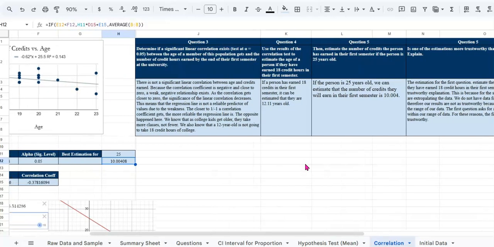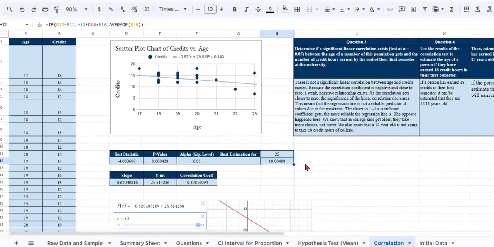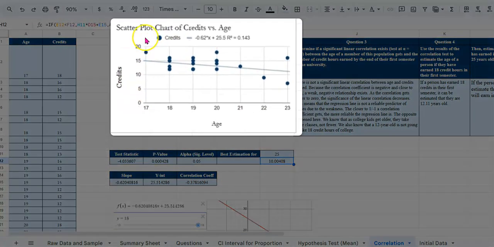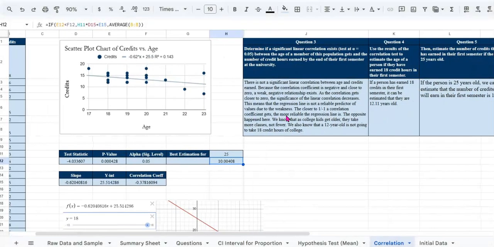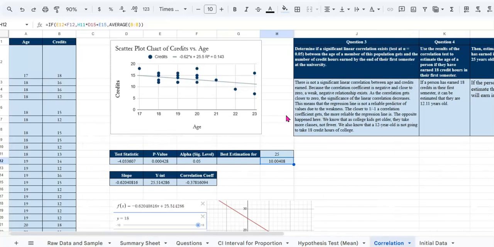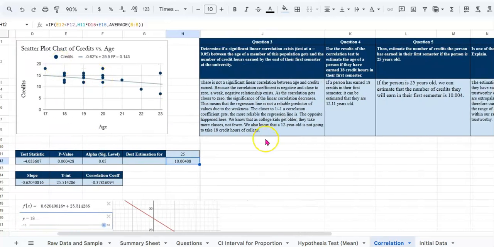So which of these estimations is more trustworthy than the other? Well, obviously, the 12-year-old doesn't make sense. However, it is the more trustworthy one because it is in the range of our y values. Our age is our dependent variable, and our credits is our independent variable. We have data for 18 credits here. We don't have it for when the person is 25, so we would be extrapolating that data. We're making a guess, and that's not trustworthy because we have actual data here to back this up, even though it's pictured on the age range on the scale, it's still more trustworthy.